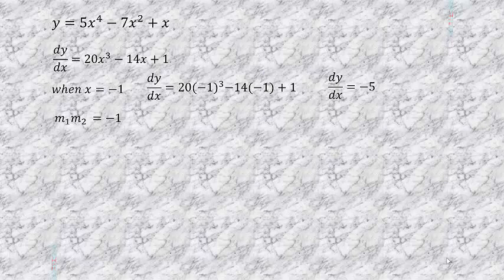m1 and m2, both of them cannot be positive. Both of them cannot be negative. So you know that when m1 is positive, m2 is negative. When m2 is negative, m1 is positive. So let me use a few examples.